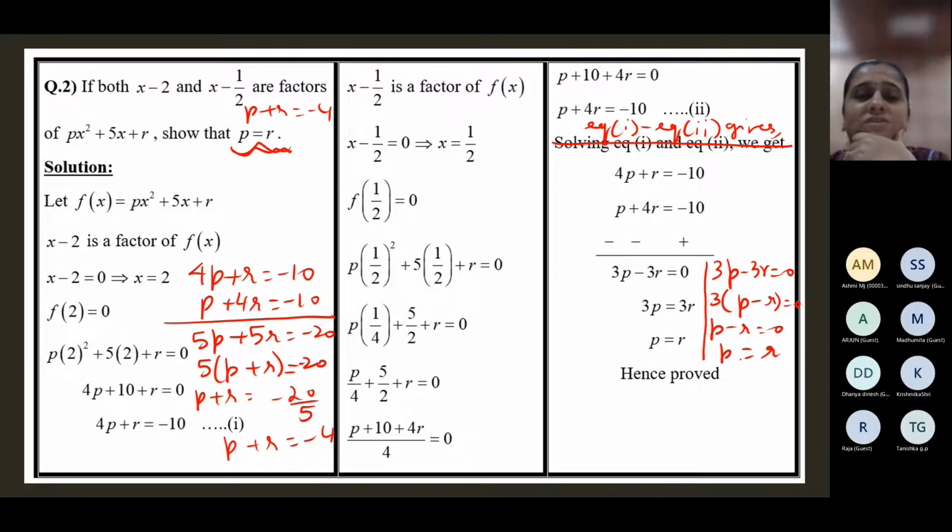Is it okay, children? Understand? Yes, ma'am. So depending on whatever is asked, you will not know beforehand whether you have to add or subtract. You add, and if you don't get the result, then you have to subtract.